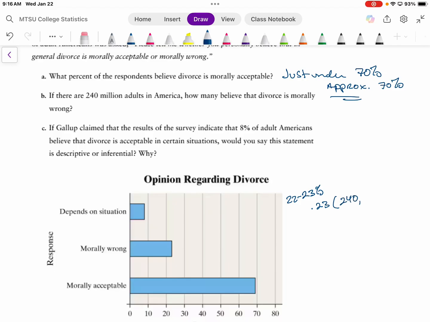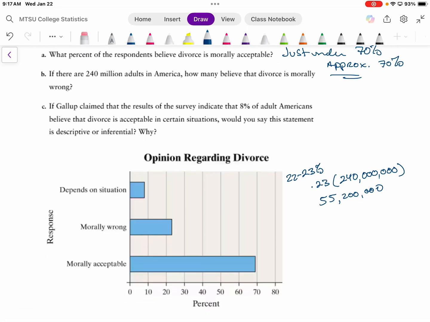Now, did you put in all the zeros? Yeah, and that's what I would do too. I would put in all the zeros, though you didn't have to. You could have done 0.23 times 240. You just have to make sure you tag the word million on the end of that number. With that in mind, we end up getting the answer, about 55,200,000.